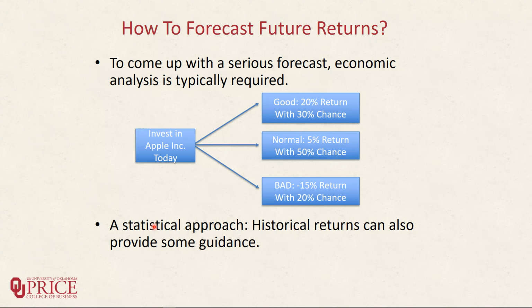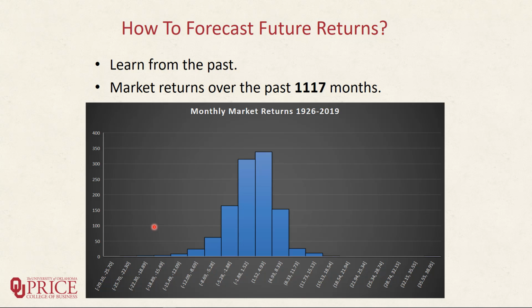Okay. So as an example, here I'm showing you the stock market return over the past 90 years. Basically from 1926 to 2019. So that's a total of 1,117 months. The return is on the market portfolio. The market portfolio means you hold the entire U.S. stock market. And these are the monthly returns of the entire U.S. stock market. So this is a histogram of those monthly returns.